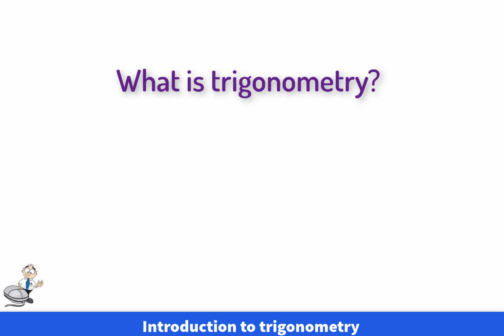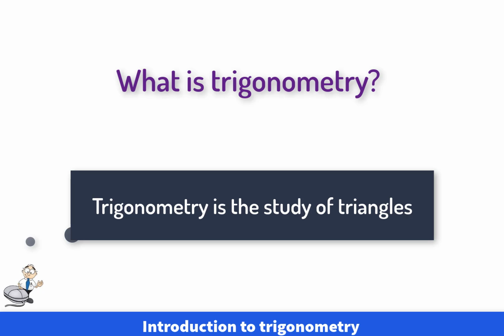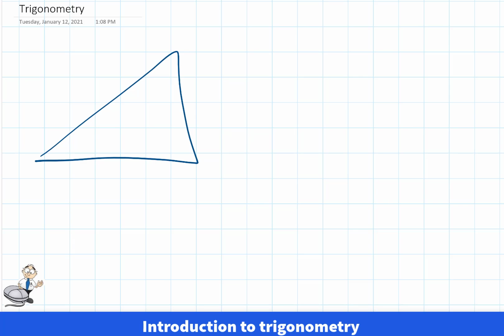What does trigonometry mean? What is trigonometry? It's to do with triangles. That's exactly what it is. So in short, trigonometry is the study of triangles. And there are different types of triangles.